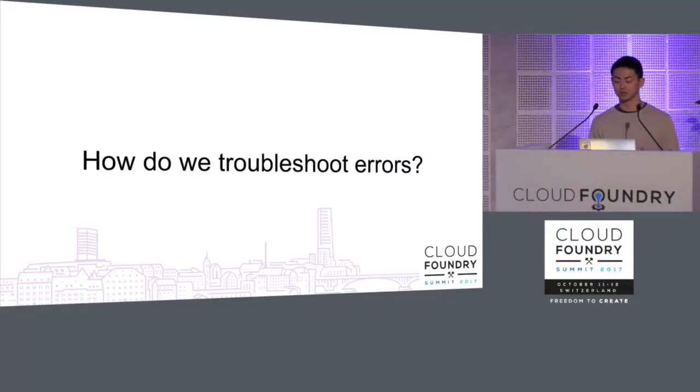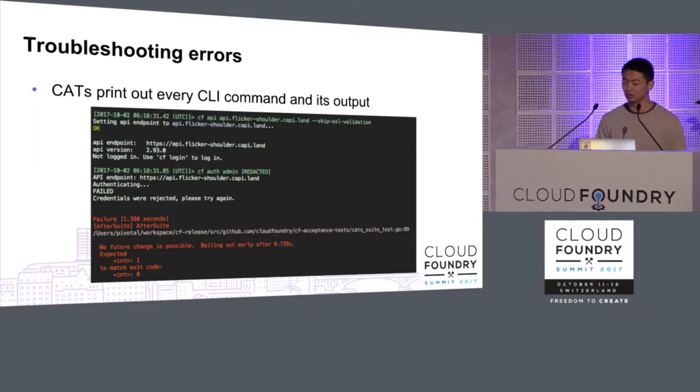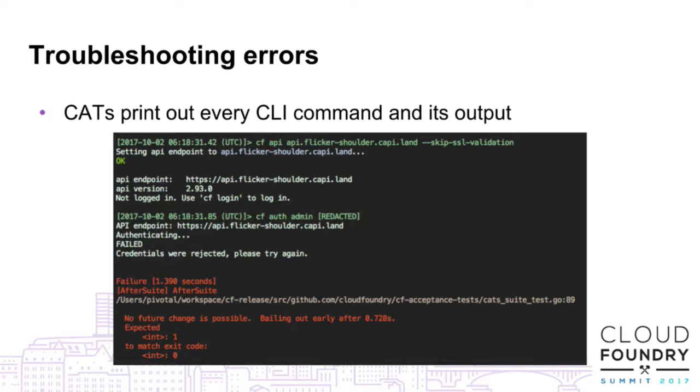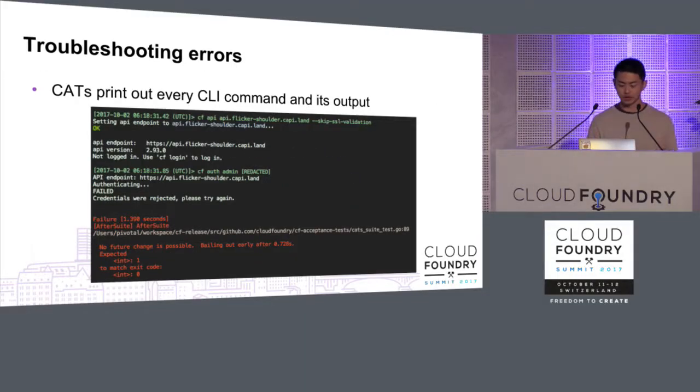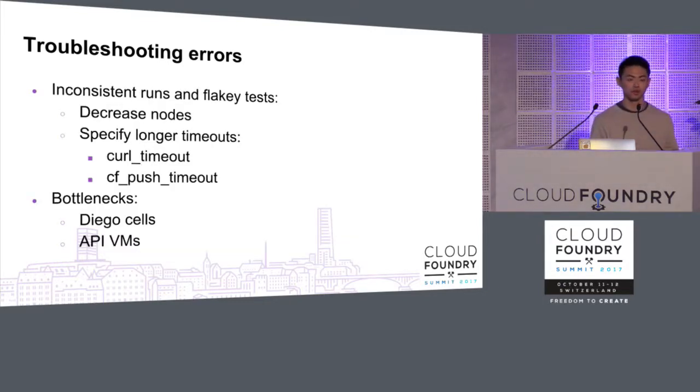Well, when you introduce too much parallelism, when you introduce too many nodes, you're susceptible to a lot of unexpected errors. And there's lots of ways you can deal with these errors. So first off, for every failing test, CATS will print out all the CLI commands that it executed and all of its output. For example, in the screenshot we have here, we have a red test because it failed to CF auth. And this is likely just because we passed in an incorrect user credential in our integration config. However, not every test error is this simple and straightforward. And in the case where we're running all of CATS with 30 nodes, you'll get a lot of unexpected and inconsistent errors.